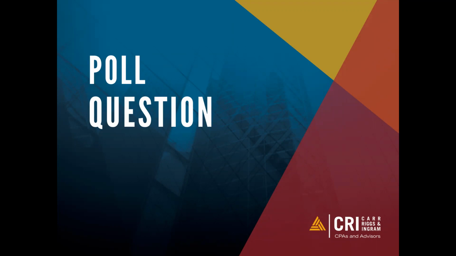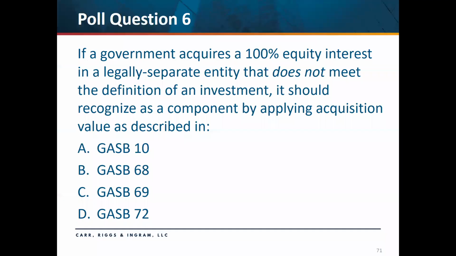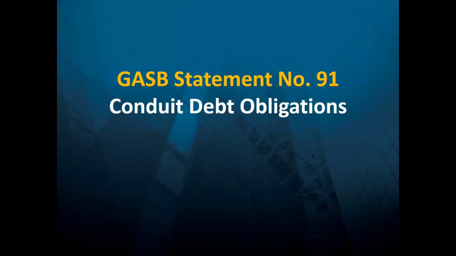So I'll read the question quickly, and it reads, if a government acquires a 100% equity interest in a legally separate entity that does not meet the definition of investment, it should recognize as a component unit by applying acquisition value as described in, is it GASB 10, GASB 68, GASB 69, or GASB 72? Tina, I'll let you proceed and we'll keep this up for a moment.